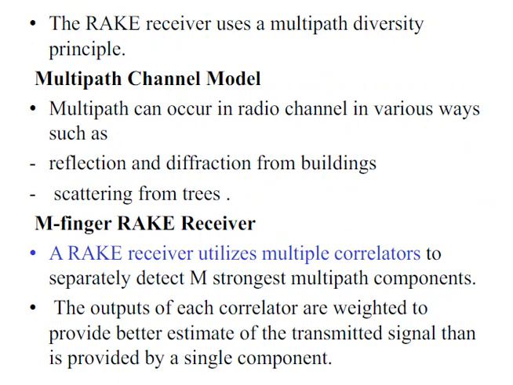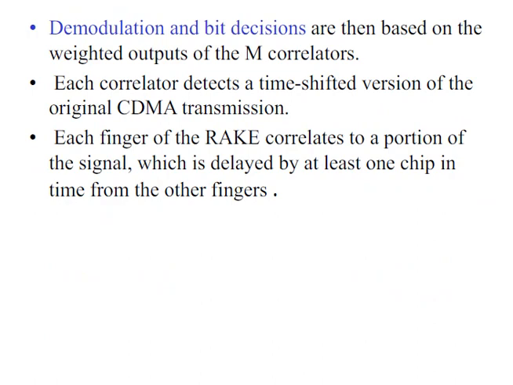The RAKE receiver utilizes multiple correlators to separately detect the M strongest multipath components. The output of each correlator is weighted to provide a better estimate of the transmitted signal than is provided by a single component. Demodulation and bit decisions are then based on the weighted outputs of the M correlators.